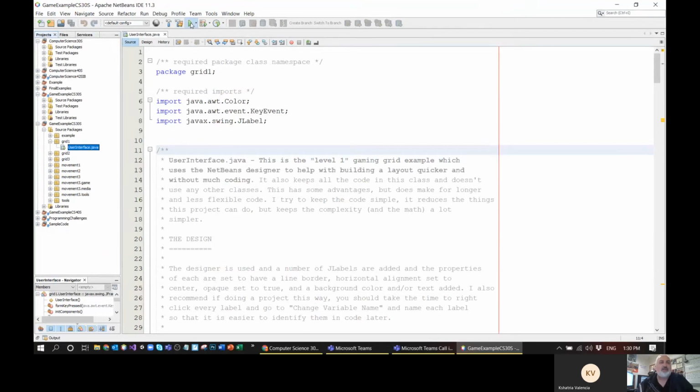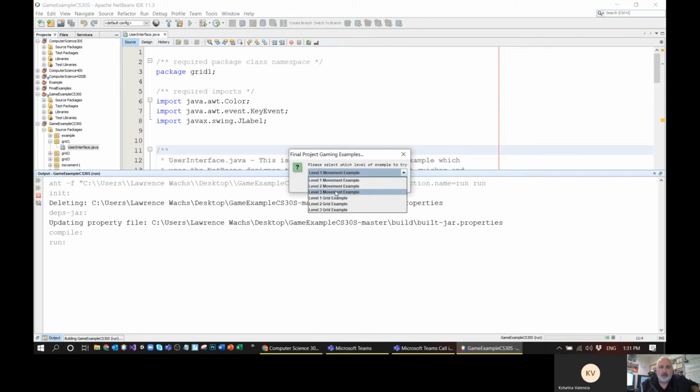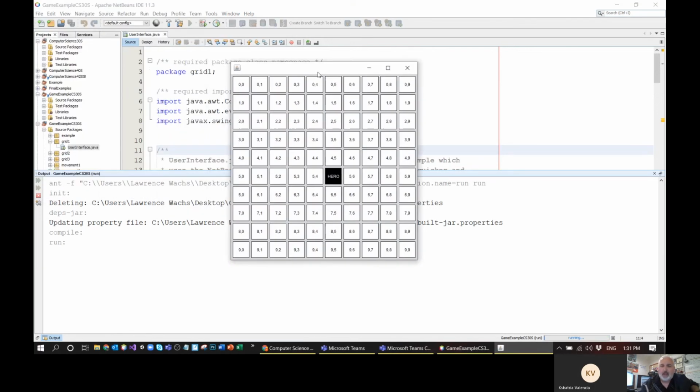But not every gaming type example uses movement. Some of it uses a grid. So the other 3 examples I included were grid-based examples. I'm going to show you one of those. Grid 1, as you can see, is just simply this. Using the arrow keys, it just moves the hero around the grid. That's it. There are no enemies or anything like that. It does stop at the edge of the grid. And that's all it would be for level 1.